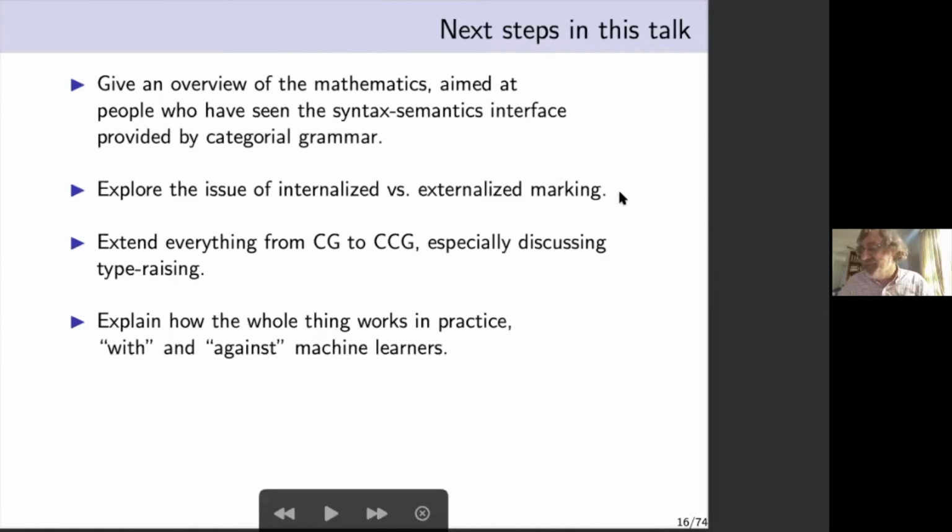So I think I will try to do some of this quickly to show you how all of it works. I'm going to try to give an overview of the math here, especially if you know about the syntax-semantics interface that categorial grammar provides us. And then I will try to show you how the whole thing works in practice. So I think I will try to do this, not forever, but for a little bit.